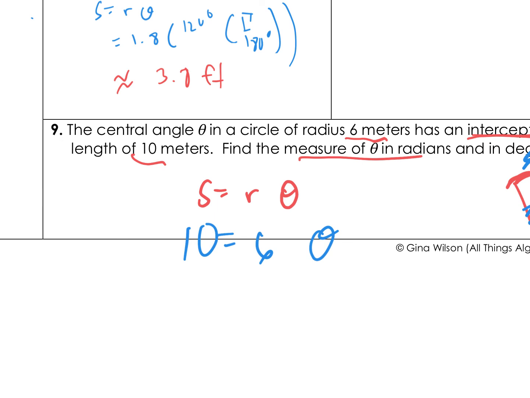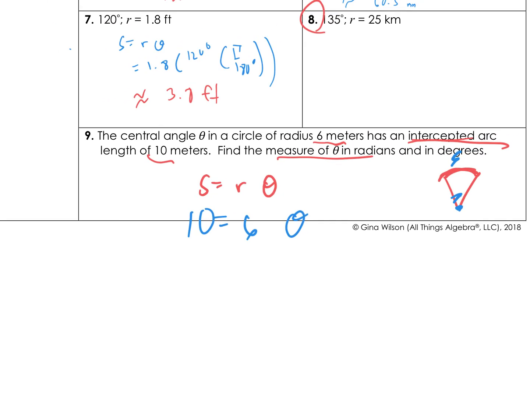I don't have the answer of theta. Do we solve for theta? Oh, then we just divide by 6 on both sides. Okay, so what do we get? 10 over 6 is equal to theta. 5 over 3 is theta.